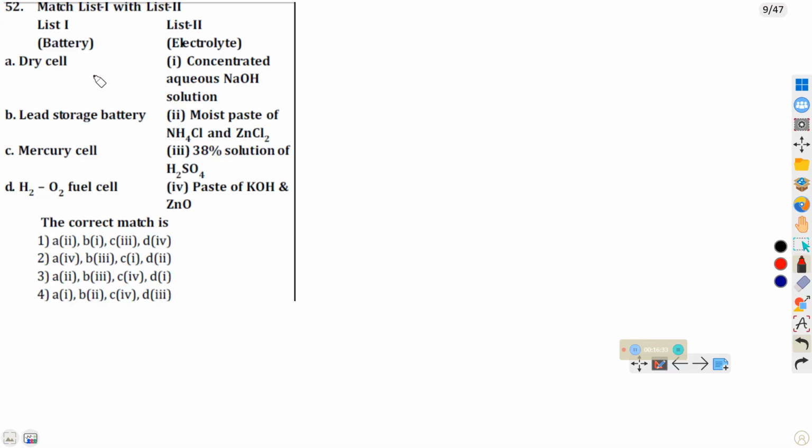Match the following. Dry cell: the moist electrolyte is a moist paste of NH4Cl and ZnCl2. Lead storage battery: in the lead storage battery, the electrolyte is a 38% solution of H2SO4. A2 and B3. Only one option has this, that is the third option.